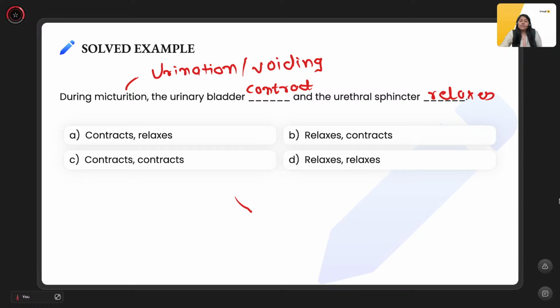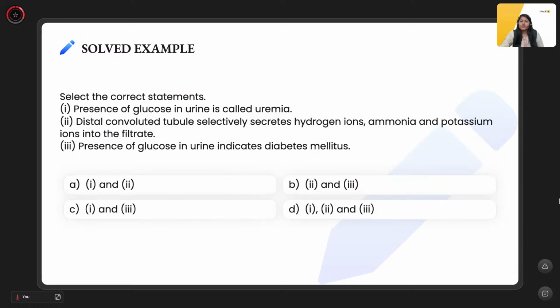During micturition, you have the urinary bladder and the urethra, and you have two urethral sphincters, an internal urethral sphincter and an external urethral sphincter. You have to remember that during micturition, the urinary bladder is going to contract, whereas both the external and internal urethral sphincters are going to relax. So the correct answer is contracts and relax, which is option A. Now, moving on to the next question.